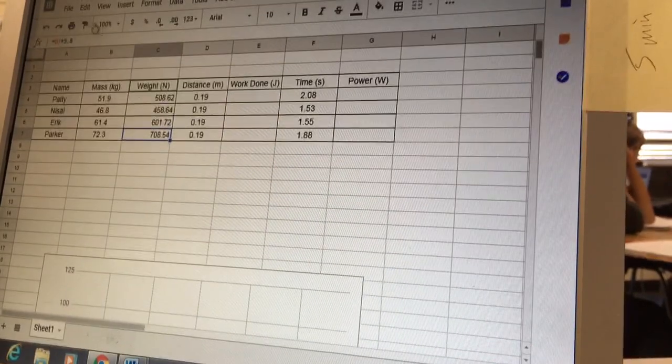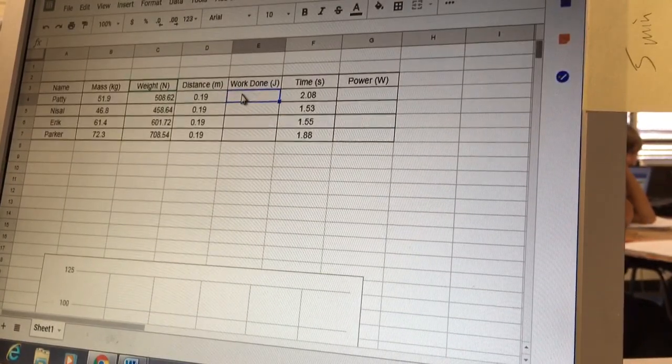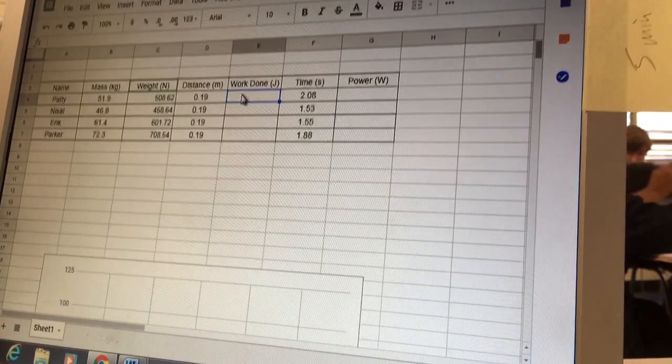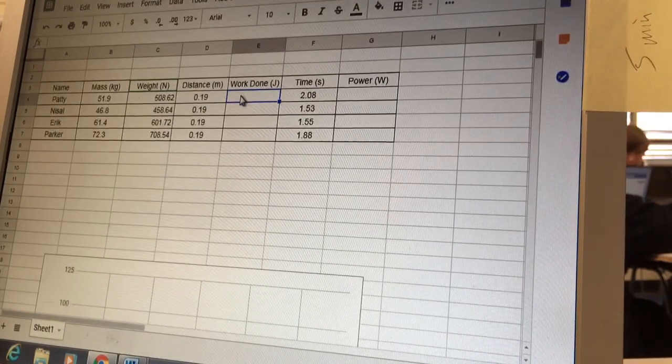I can do the exact same thing for the work. What's the equation for work? Force times displacement times the cosine of 0, and remember, it's always going to be the cosine of 0 for this problem. So it's just force times displacement, right? So look, do we have the force already? Yeah. Which column? C, right? The weight is the force.